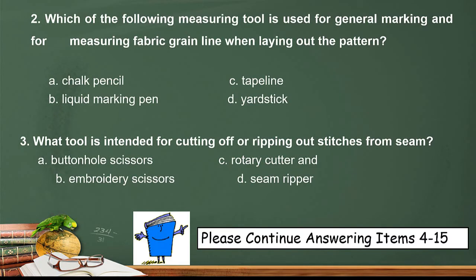Number 2. Which of the following measuring tool is used for general marking and for measuring fabric grain line when laying out pattern? Letter A, chalk pencil. Letter B, liquid marking pen. Letter C, tape line. Or letter D, yardstick. Number 3. What tool is intended for cutting off or ripping out stitches from seam? Letter A, buttonhole scissors. Letter B, embroidery scissors. Letter C, rotary cutter. Or letter D, seam ripper.